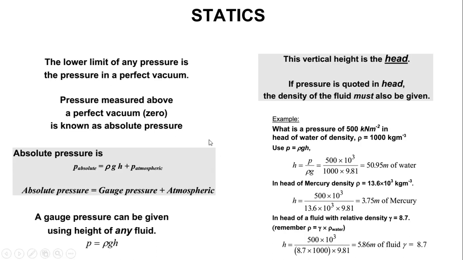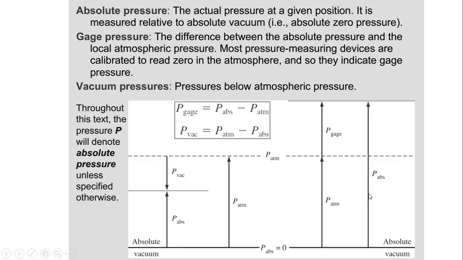So from this example that we have here, we are given this pressure in head of water, and you know the density of water is 1000 kg per meter cubed. So you are supposed to find what is the pressure head from this situation. From this situation, we know that pressure is equal to rho gh, make h the subject of the formula, then you get your pressure head from this equation.